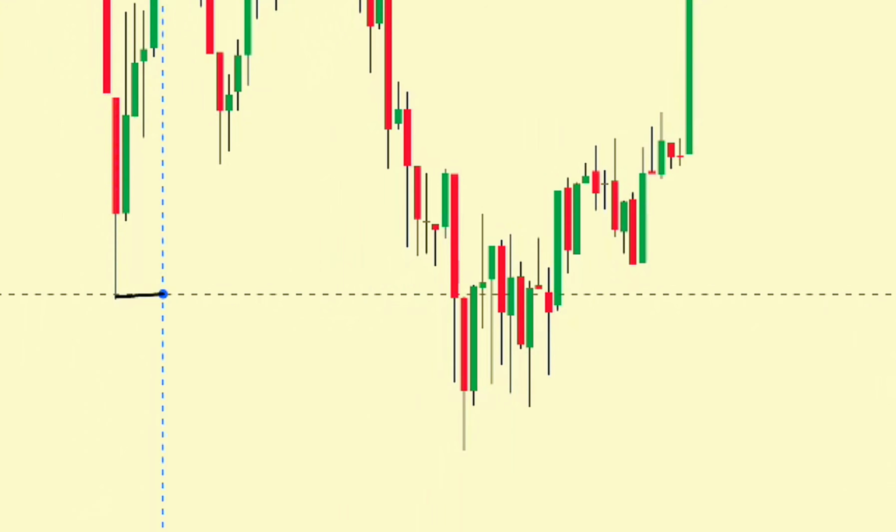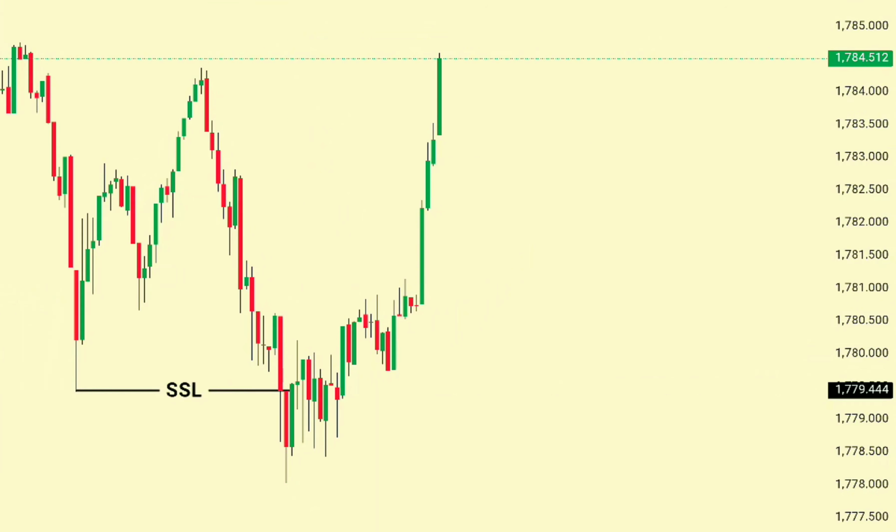The first thing I noticed on this chart was the sell-side liquidity resting below these lows. Many traders place their stop losses under obvious lows, which creates a pool of liquidity. Institutions are aware of this liquidity and often use it as a target. Before focusing on any supply or demand zone, I always identify where liquidity is located, because liquidity often gives clues about where price may want to move next.